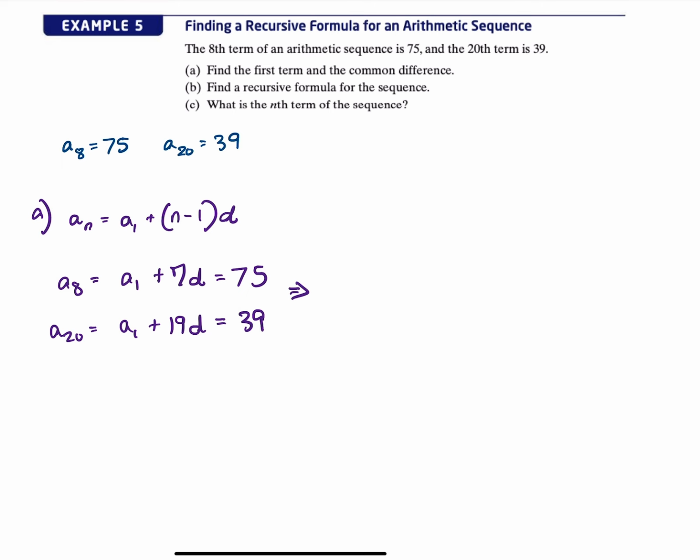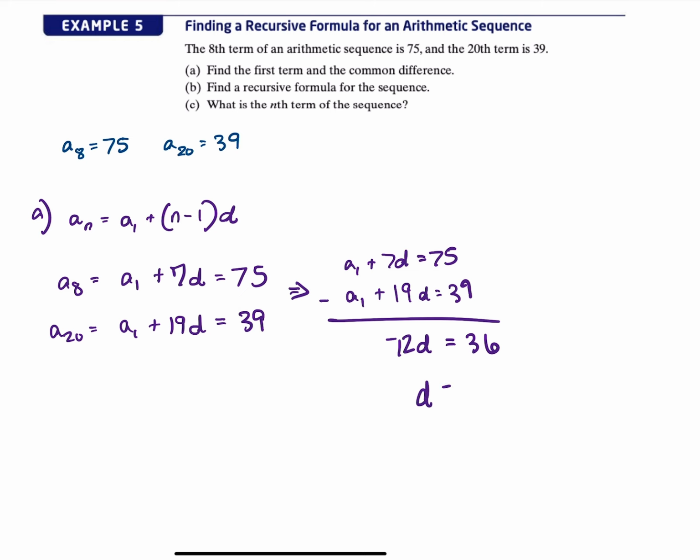So let's write these out again. So we can solve this either by substitution or elimination. Looks like it'd be pretty easy if we just subtract the second equation. We'll eliminate our a sub 1 and be able to solve for d. So if we subtract these, the a sub 1 values will cancel. Then we'll have 7d minus 19d, which will be minus 12d. And then 75 minus 39 is 36. So it looks like d is equal to negative 3 if you divide the negative 12 over. So that's one piece that we need.